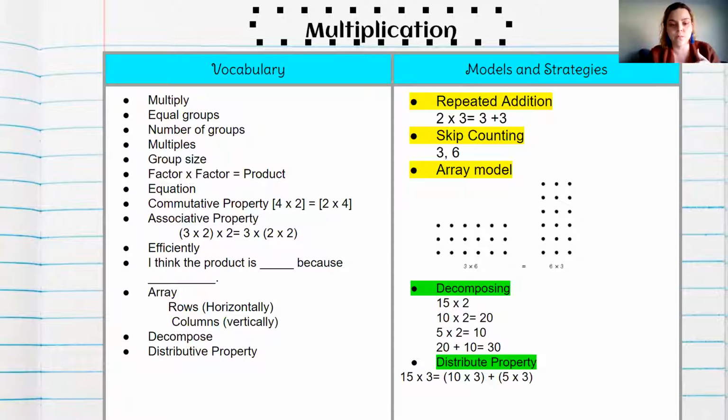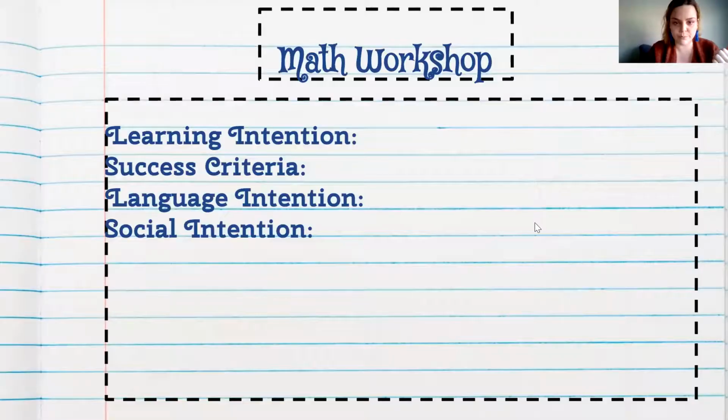I think the product is because we have array, rows, columns, the word decompose, my favorite word, break apart, and distributive property is our newest addition. And we're just going to look at our models and strategies as we always do. I love repeated addition, skip counting, array model. Those are awesome. But we're trying to utilize even more efficient strategies, right? So like we've talked about how decomposing is the same as distributive property, and you can break numbers apart so that you can multiply more efficiently. So we've already done our do now.